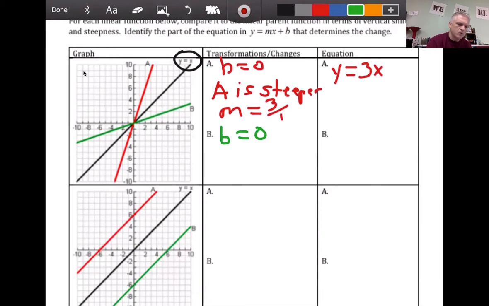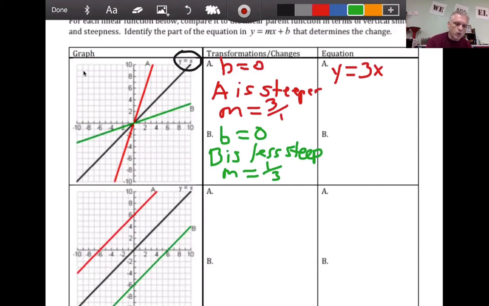So we would say that B is less steep, which means it's closer to horizontal. Remember, horizontal lines have a slope of 0. So the slope is closer to 0 than the parent graph, which had a slope of 1. 1/3 is closer to 0 than 1. We found that the slope was 1/3. It's rising to the right, so it's positive, and it's rising 1, running 3.